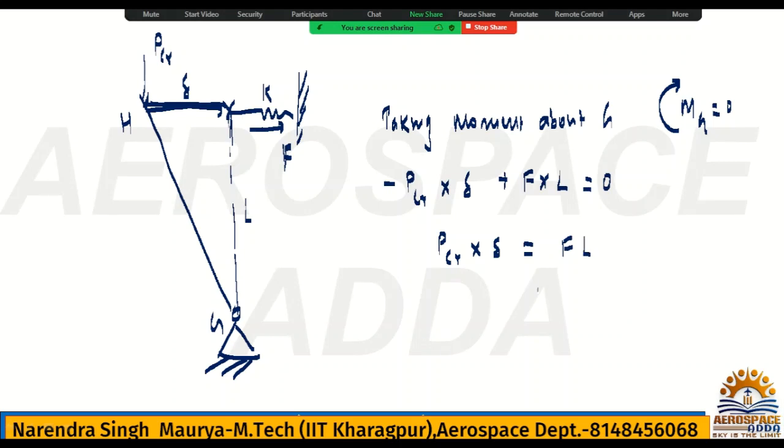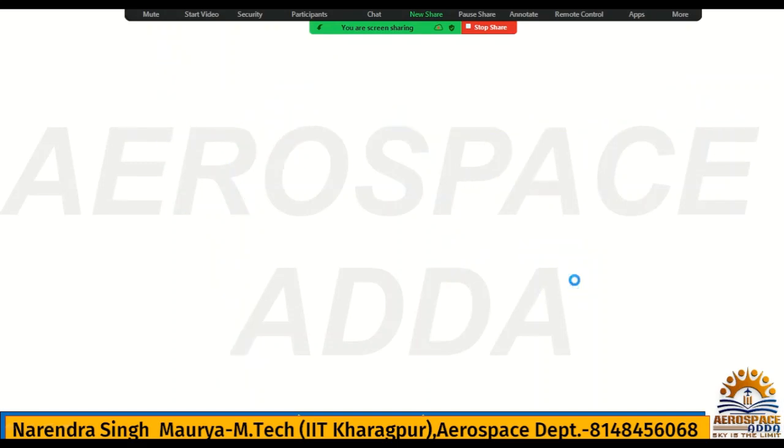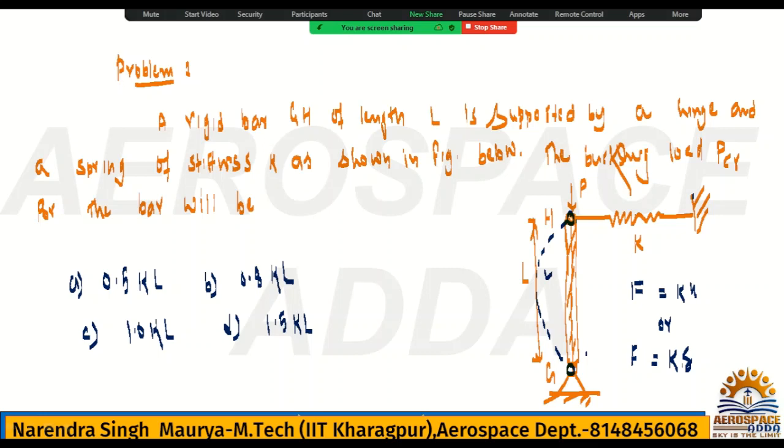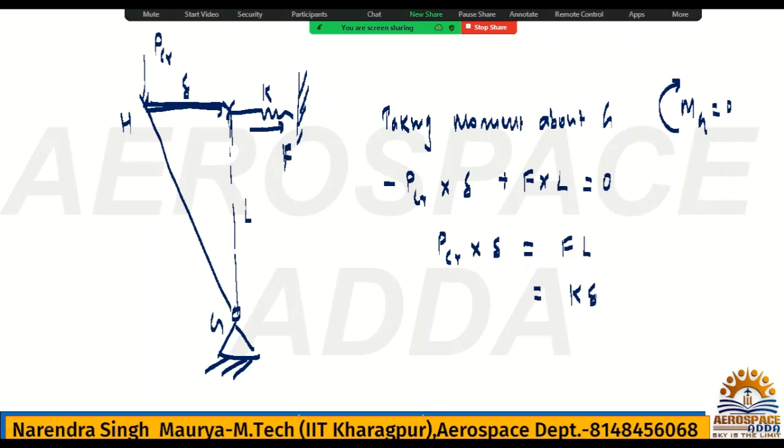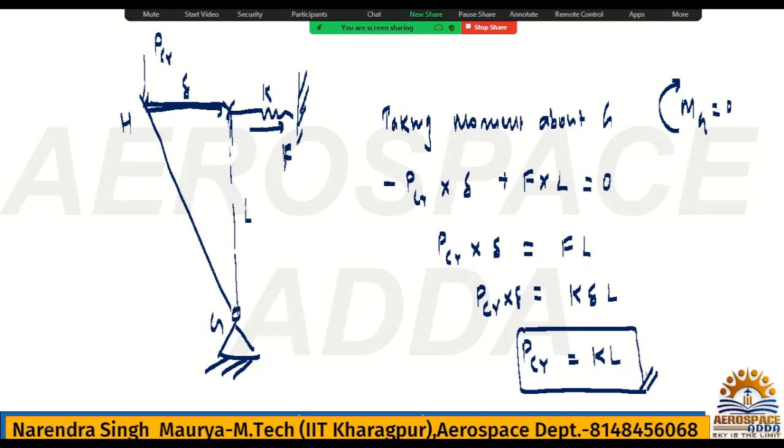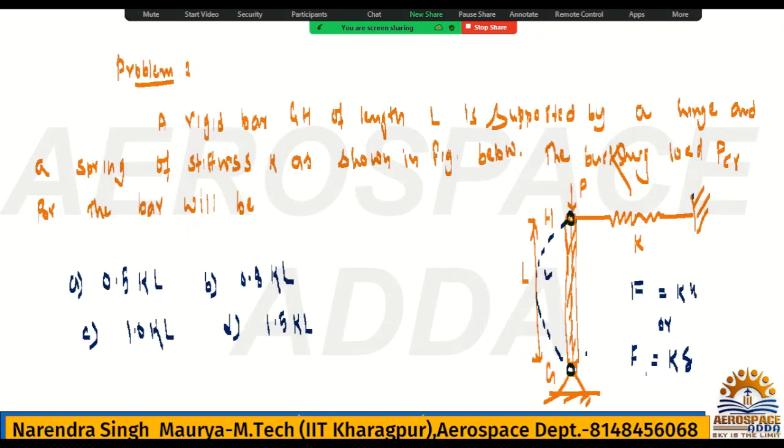What is F? F is nothing but stiffness K into X, or if you have taken deflection delta, then you write K into delta into L. PCR into delta equals K delta L. Check what the PCR value is. This type of problem they can also ask you in the exam. PCR equals KL. See, this C option is correct.